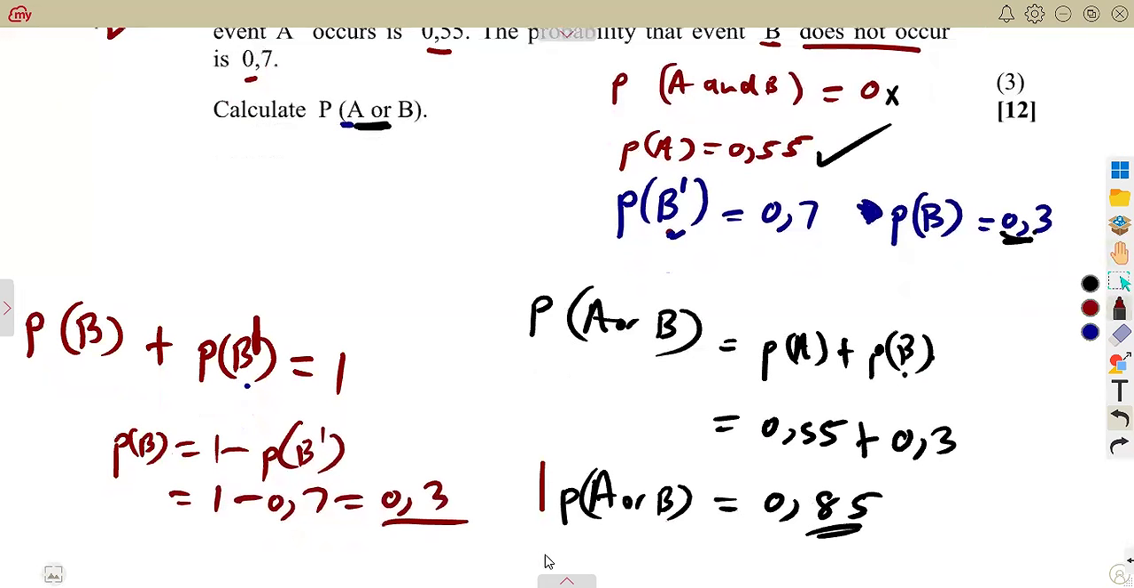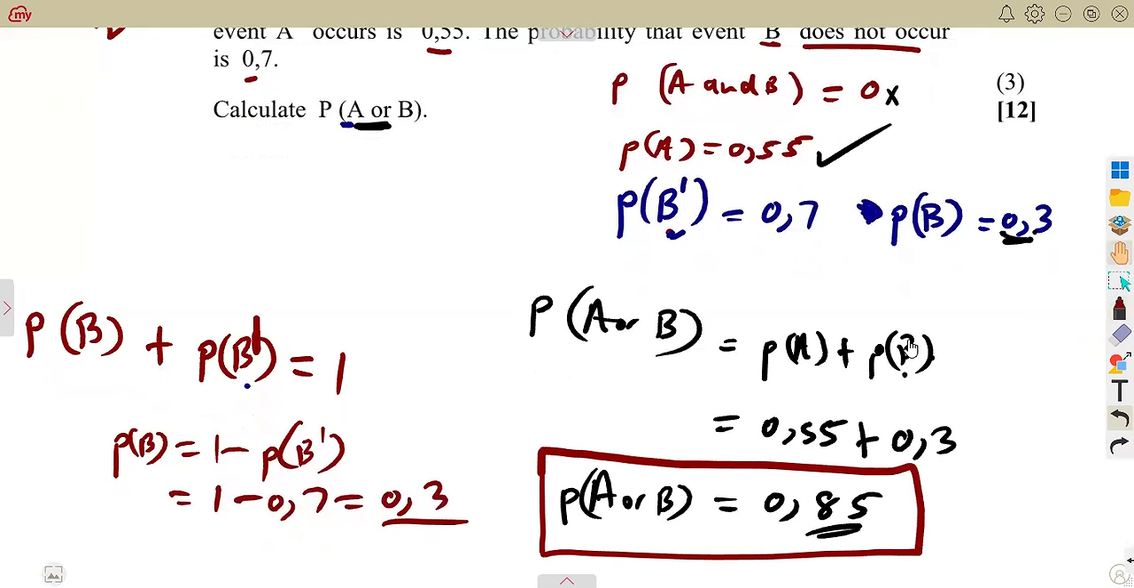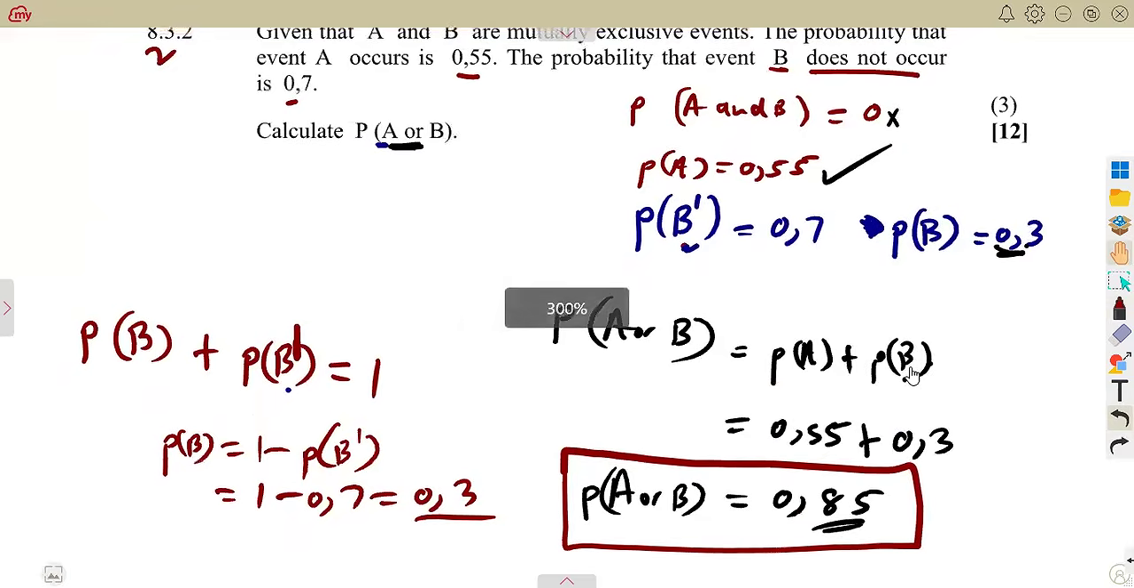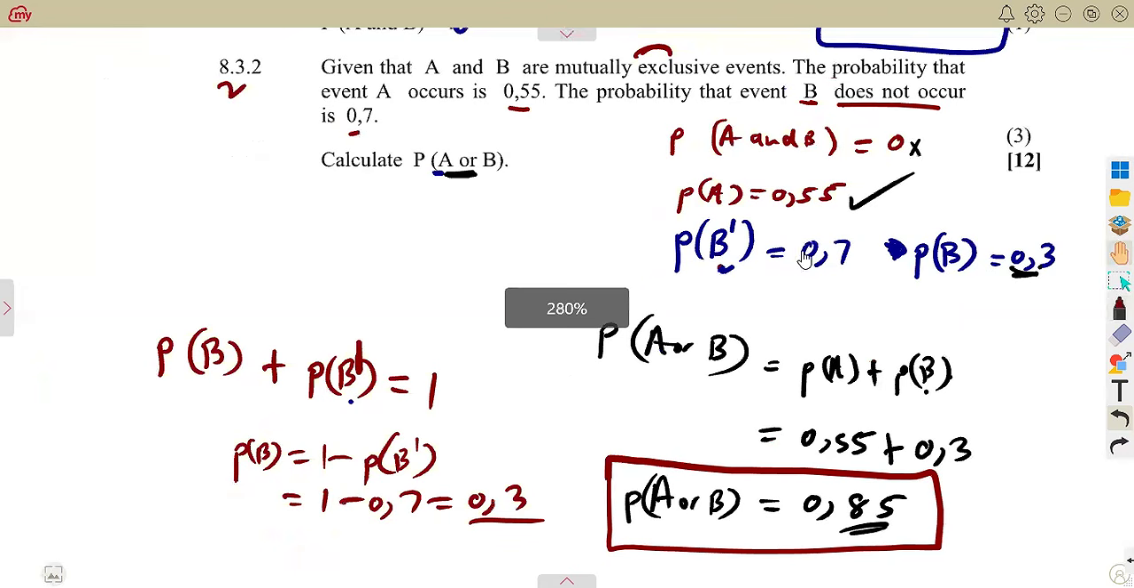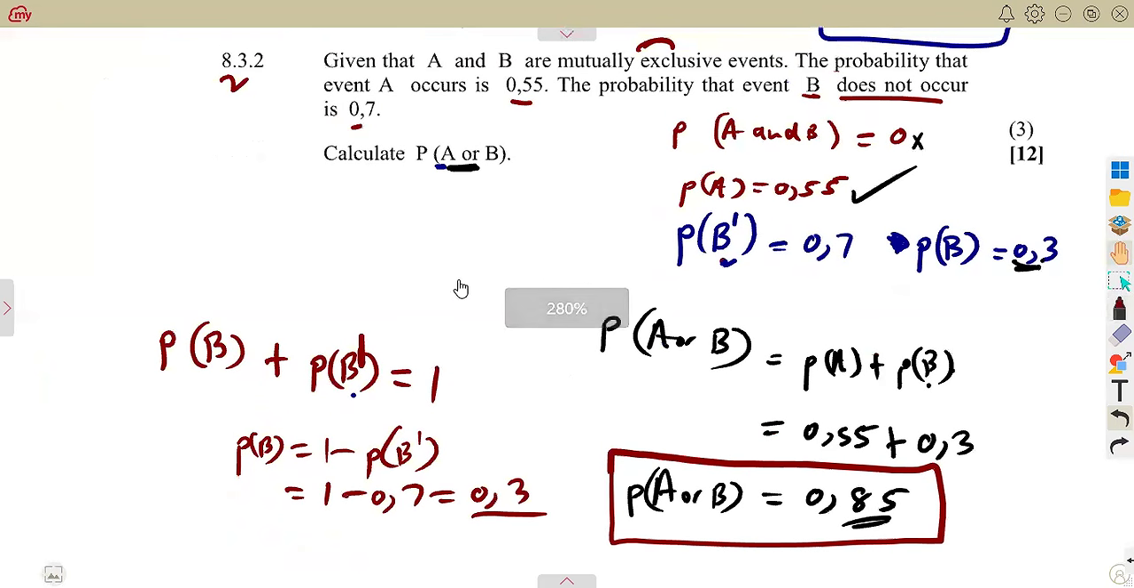It was supposed to be considered. What are the events given? How are the events presented? They are mutually exclusive events. So by understanding that alone can help us to answer this question. So let's revise as many questions as we can.